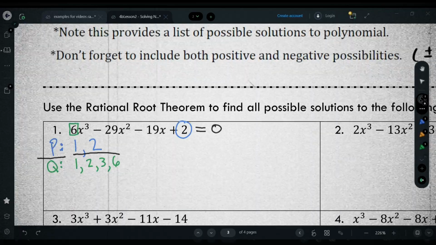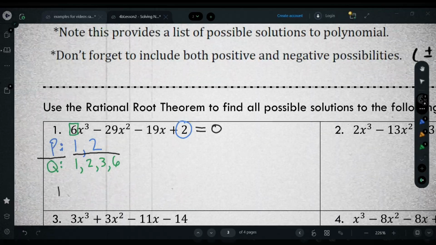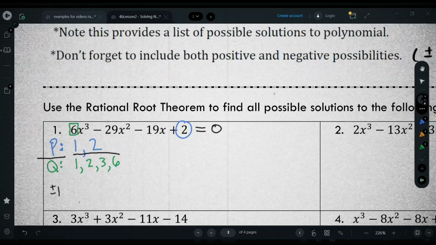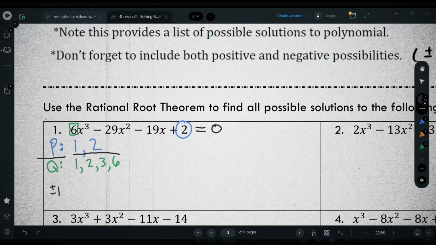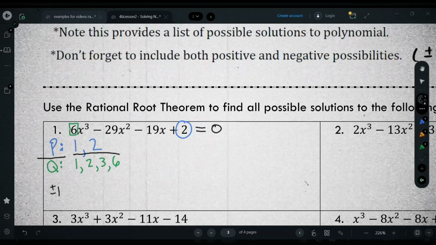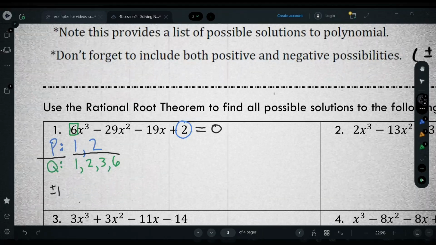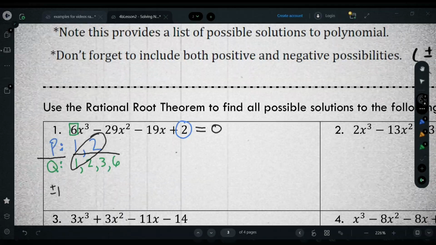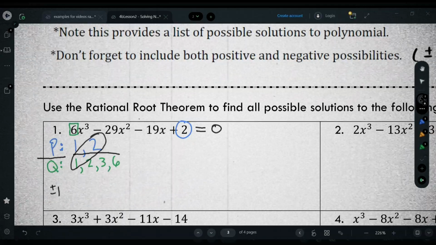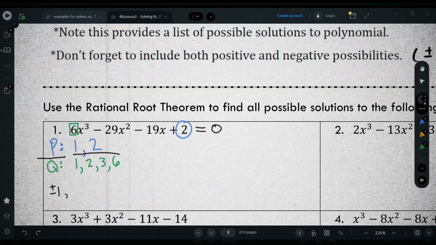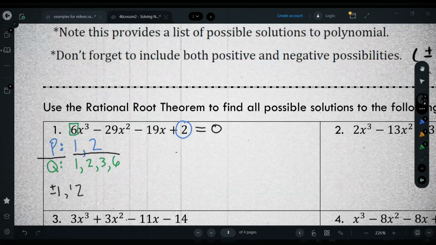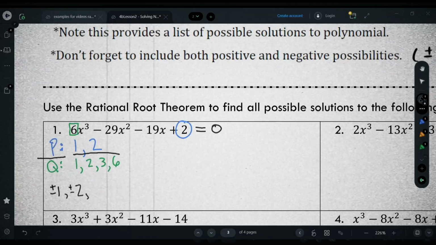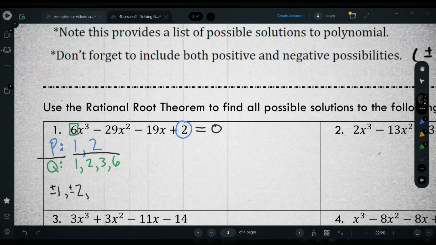So 1 is a possible solution. Now let's not forget to put plus or minus because it can be positive 1 or it could be negative 1. Okay, staying with the Q value of 1, but moving to the new P value, here's a combination that we could get: 2 over 1. 2 over 1 is, of course, a 2, so 2 could be positive, could be negative. So what we're doing here is generating a list of possible solutions to this equation.